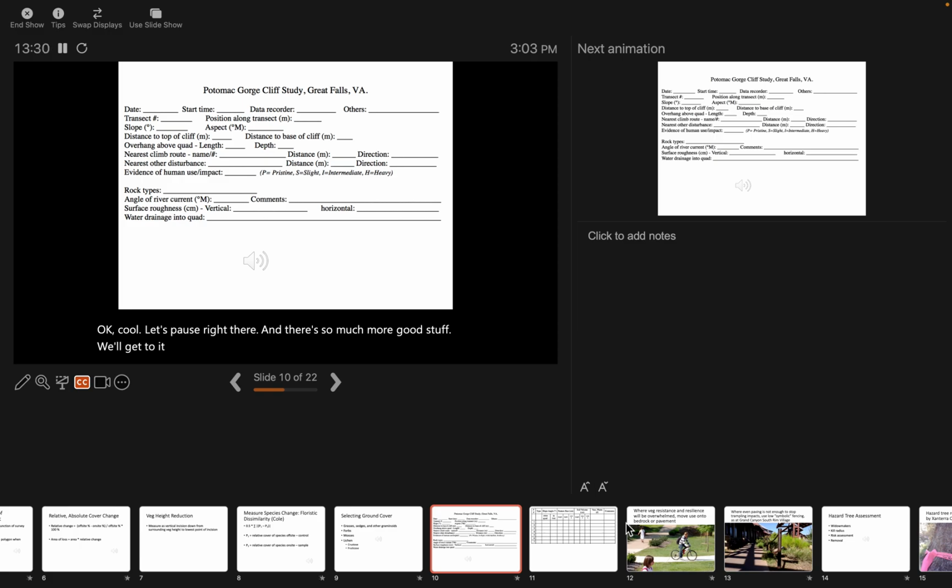We'll get to it next time. Let's head outside, and we'll go out in front of the ag building here and check out some tree climbing.